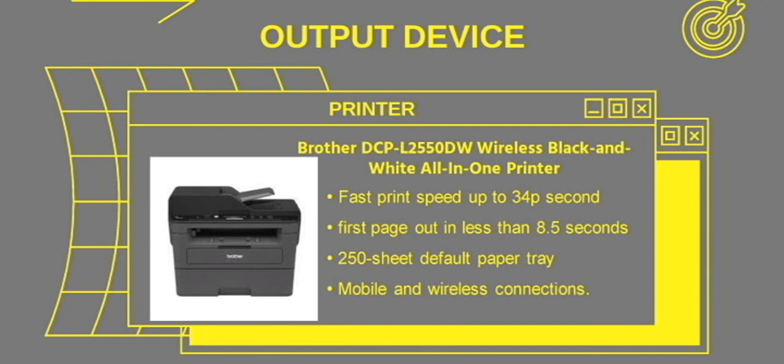Here is the specification for this printer. It can print at a speed of up to 34 pages per minute. The first page comes out in less than 8.5 seconds. It can automatically do two-sided printing, using the default paper tray of 250 sheets for printing. This device has a mobile and wireless connection.